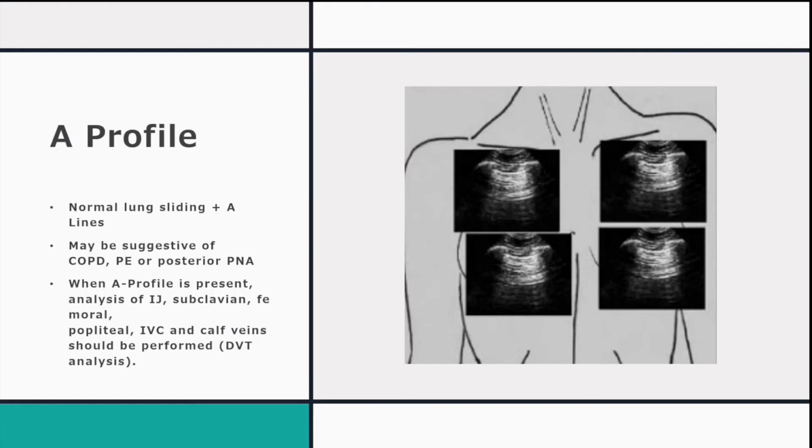So we would be looking for, you could do the internal jugular, subclavian, femoral, popliteal, IVC, and then the calf veins, basically just looking for the compressibility. If there's no compressibility, then we would be suspicious for a DVT. And if we found one, then we would be relatively certain that we were looking at a pulmonary embolism there. And that would be the reason that we would have lung sliding with well aerated lungs, but still dyspnea or acute respiratory failure. So that would be the A profile that we would be looking for in that branch point.